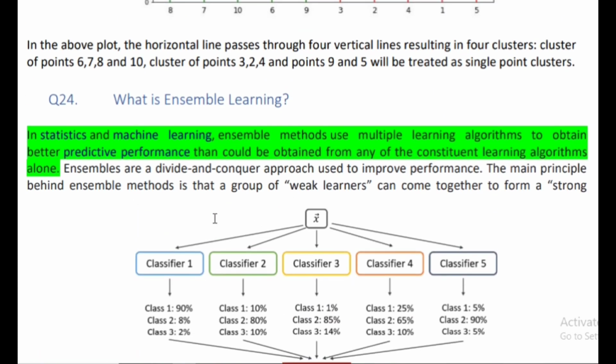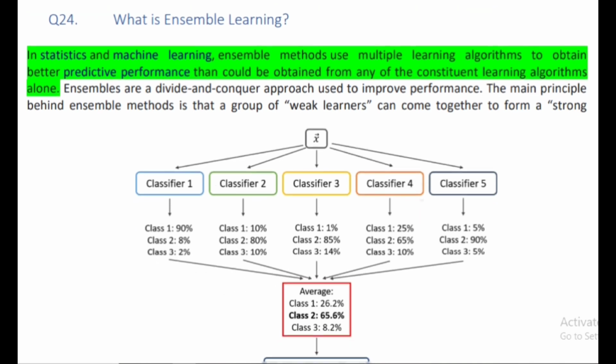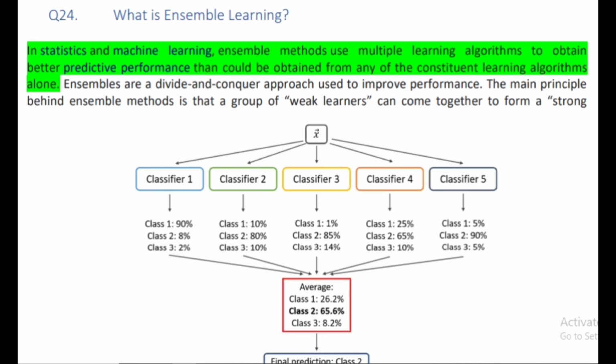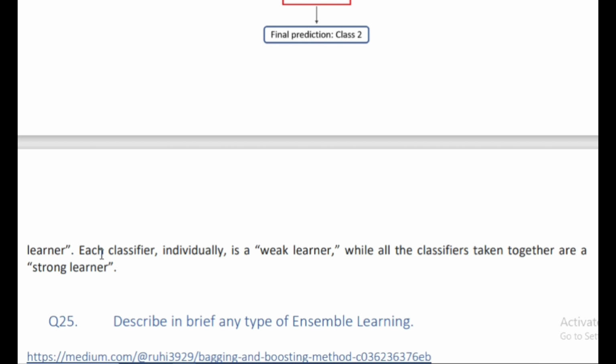Question number 24. What is ensemble learning? In statistics and machine learning, ensemble methods use multiple learning algorithms to obtain better predictive performance than could be obtained from any of the constituent learning algorithms alone. Ensembles are a divide and conquer approach used to improve performance. The main principle behind ensemble methods is that a group of weak learners can come together to form a strong learner. Each classifier individually is a weak learner, while all the classifiers taken together are a strong learner.